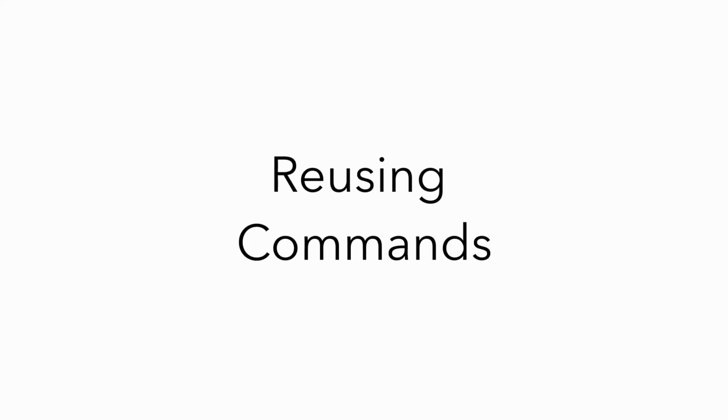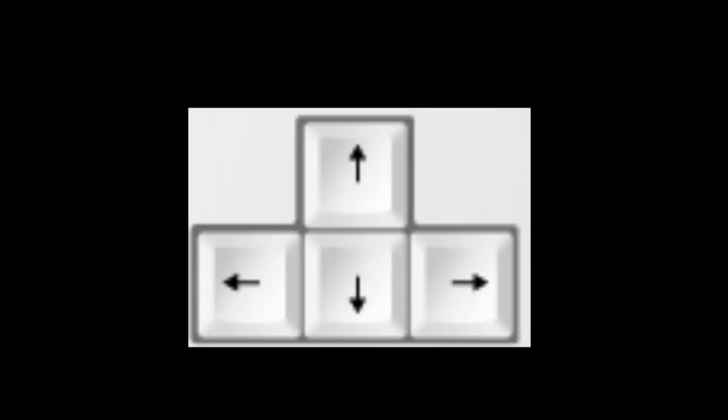Reusing commands. In the previous example, each time you wanted to see the new values of port B, you had to retype in the command. This can be rather tedious, but there is a way around it. On the command page, if you want to reuse the previous command or go through your command history, you can do this by simply pressing the up arrow on the keyboard.